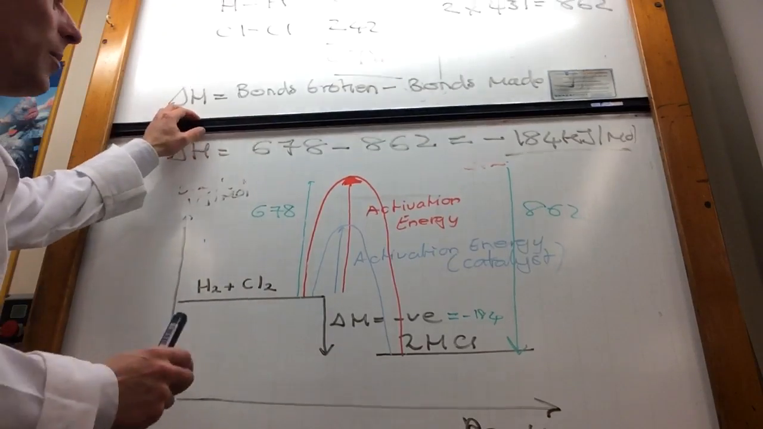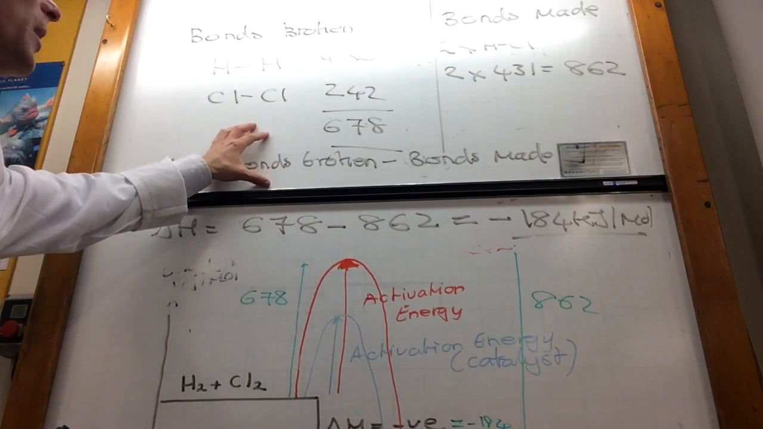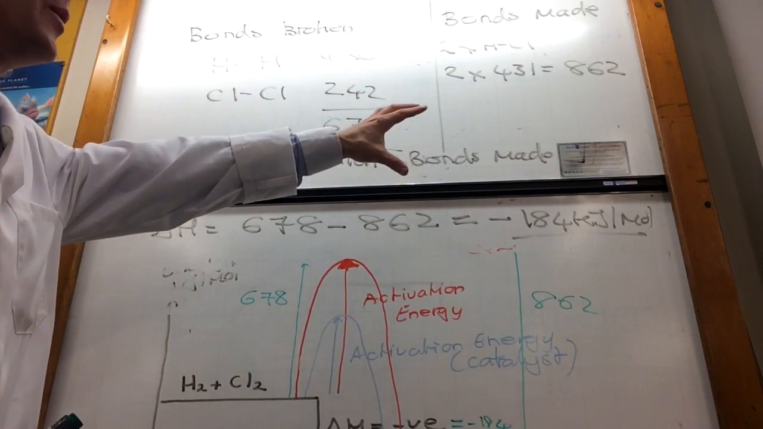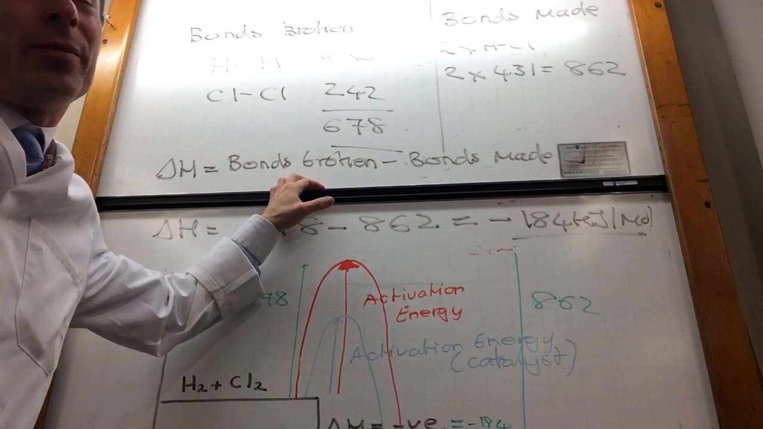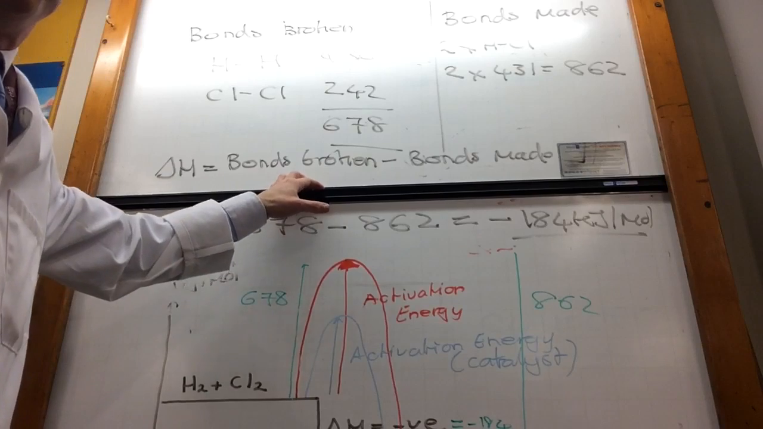Don't worry about that too much. The main thing is you're happy with this method. Add up all the bonds that you've broken, take away all the bonds you made. The most common mistake people make is they forget about bonds. So they rush into it and they don't add their bonds up correctly.